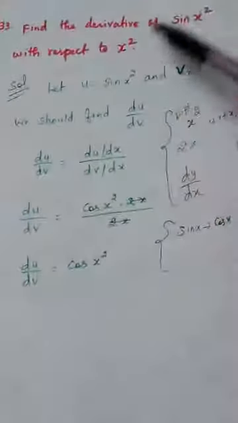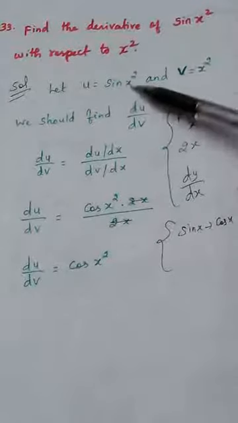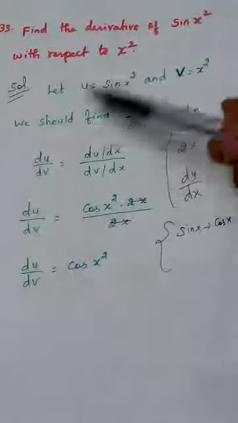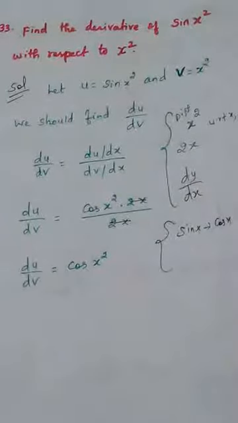So for this kind of problem, what we have to do? The function whose derivative we are to find should be taken as u. The function with respect to which we differentiate should be taken as v. Then find du by dv, which will be the answer for this question.